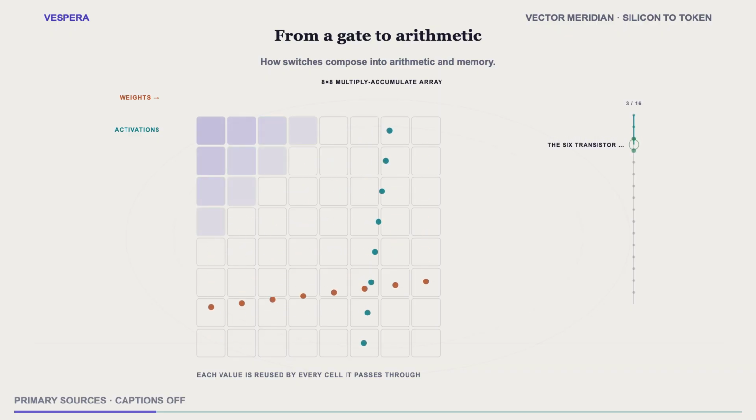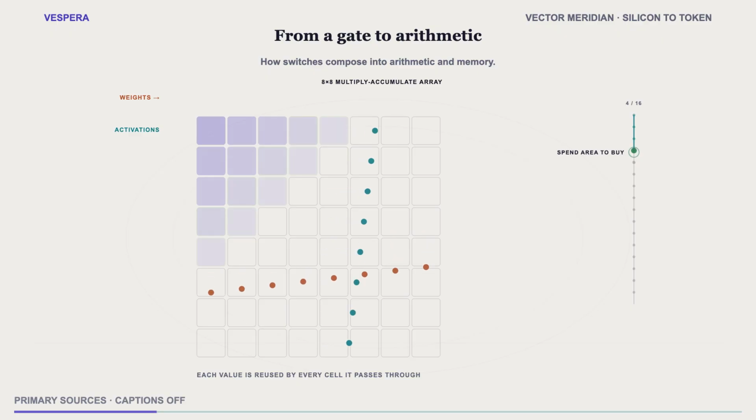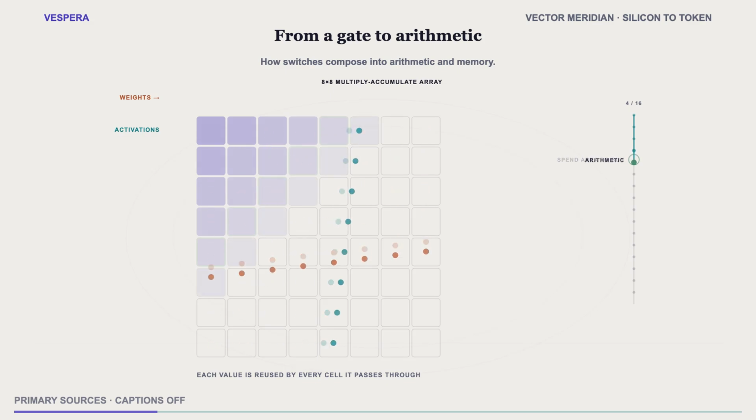Rung 2, arithmetic. Here's the step that always seems like it should be harder than it is. Take 2 bits and produce their sum. The sum bit is high when exactly one input is high. That is XOR. The carry bit is high when both are. That is AND. 2 gates, and you have added 2 bits. It is called a half adder, and it is genuinely all there is to it.